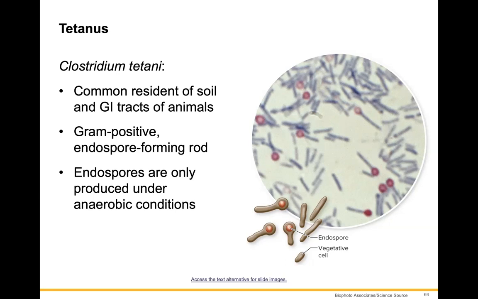Endospores are only produced under anaerobic conditions. And in this photo here, you can see the typical tennis racket morphology of Clostridium tetani, which is created by the terminal endospores that swell the end of the cell.